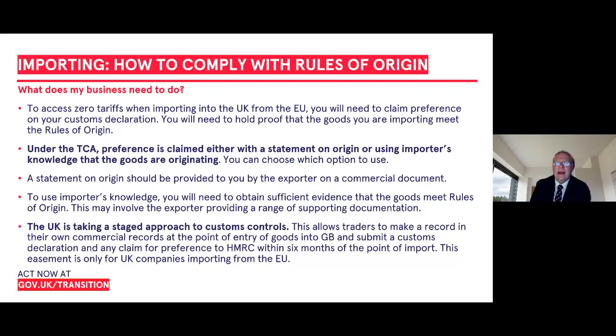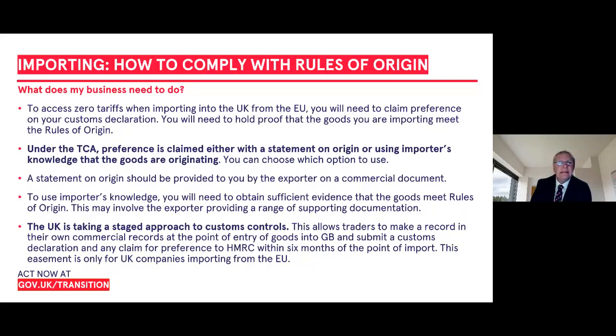Under the TCA, preference is claimed either with a statement on origin or using importer's knowledge that the goods are originating. You can choose which option to use. A statement on origin should be provided to you by the exporter on a commercial document. To use importer's knowledge, you will need to obtain sufficient evidence that the goods meet rules of origin. This may involve the exporter providing a range of supporting documentation.